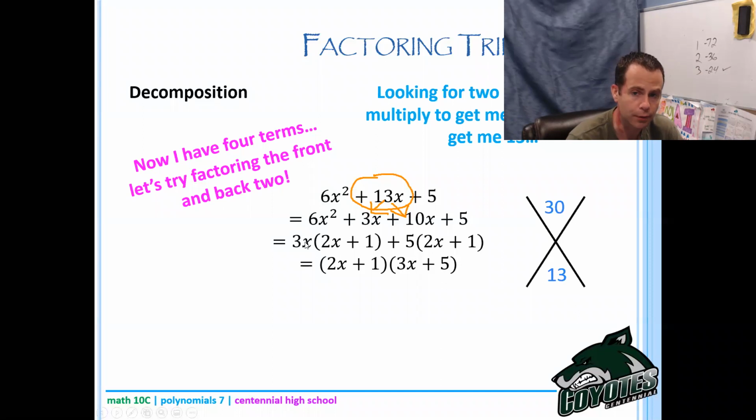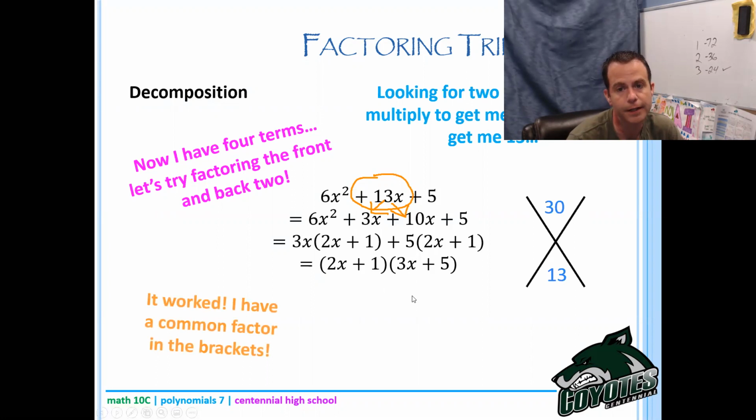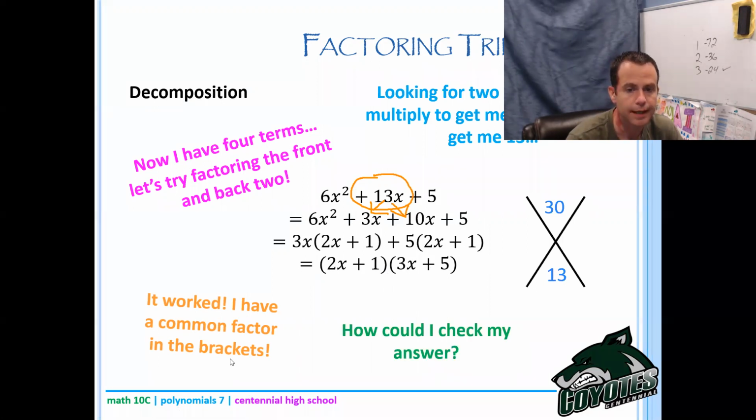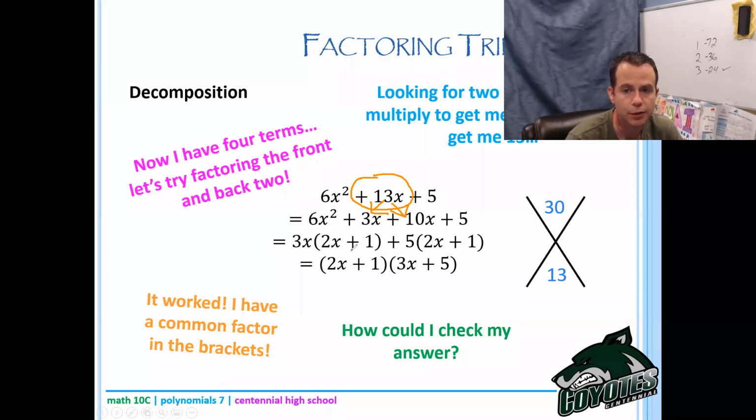I can take out the 3x and I'd be left with 2x plus 1. And I take out a 5 and I'm left with 2x plus 1, which is totally what I wanted to happen. I now have a common factor in the brackets. So the common factor gets pulled to the front and I'm left with 2x plus 1 as one binomial being multiplied by 3x plus 5 as the other binomial. How could I check my answer? Well, that's pretty easy. I could just take 2x plus 1 and 3x plus 5 and multiply it out and see if I go back to here, okay?